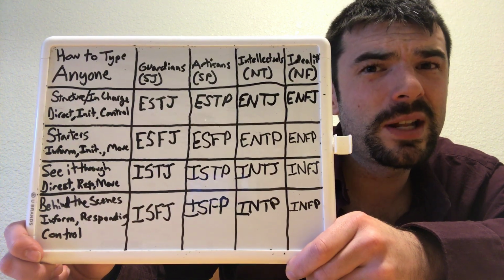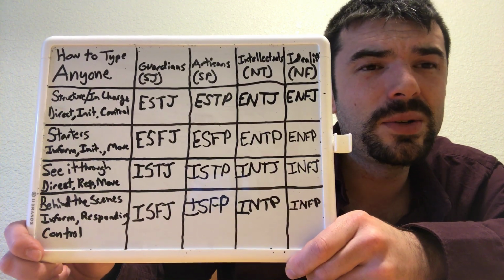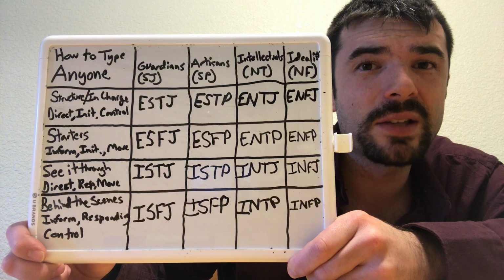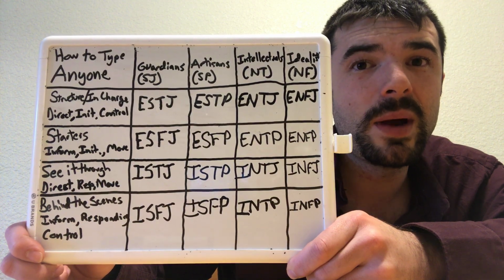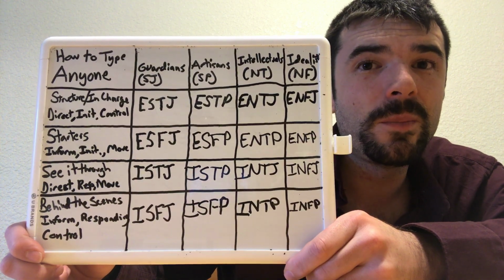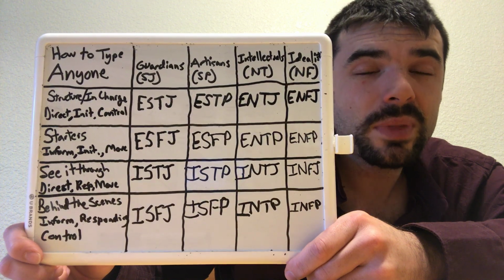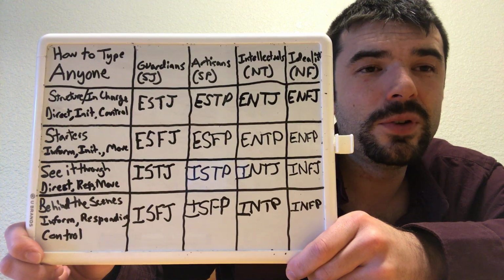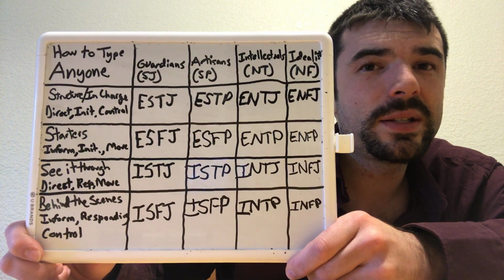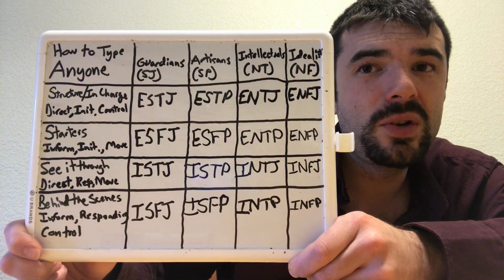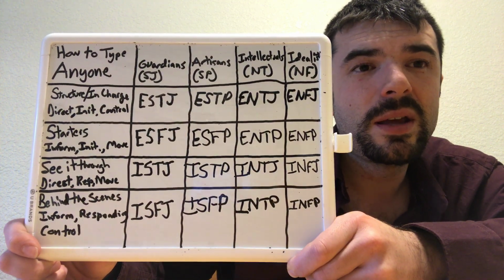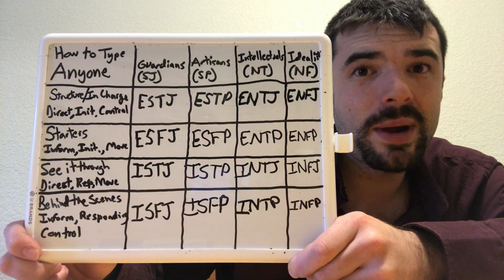More on that later. We're actually going to dive deeply into how type affects the bedroom in a big way. I'll be doing a video on compatibility in the near future. But anyway, that's my point. This grid is how you can literally type anybody in seconds. It just takes practice, guys.